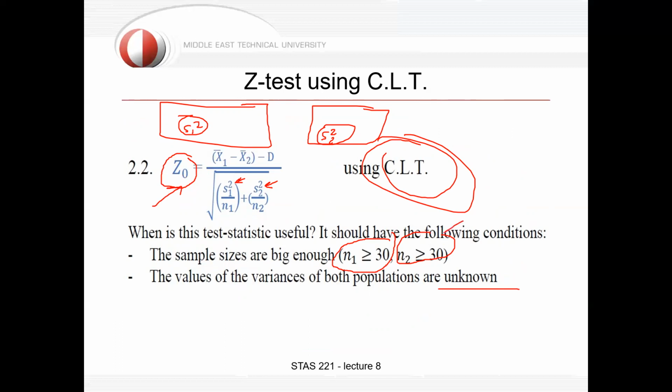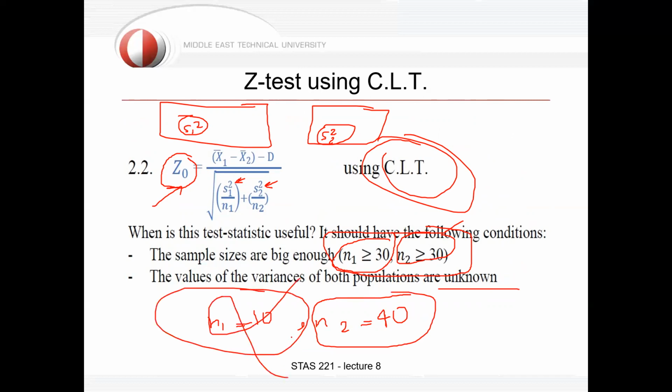And be careful about this part. It should hold at the same time. It means that if, for example, N1 is equal to 10 and N2 is 40, this sample size is big enough, but this one is not. So we cannot use this case, okay? Both of them should be big enough.